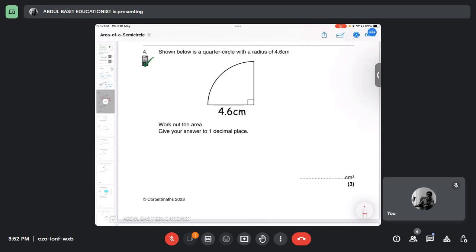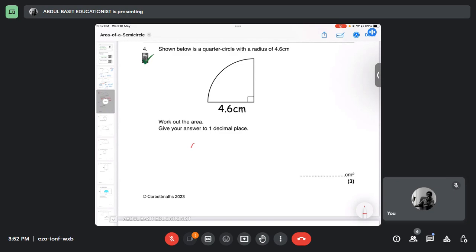Shown below is the quarter circle, meaning how much of a circle? One fourth, one quarter of a circle. So it would be pi r squared divided by 4, that is what a quarter circle is. So pi r is 4.6 squared divided by 4. It's a calculator version question, so you can use a calculator. Press the fraction button, press shift and pi, then right bracket, 4.6, close the bracket, take square, divide by 4. The answer is 16.61, so 16.6 is the answer.